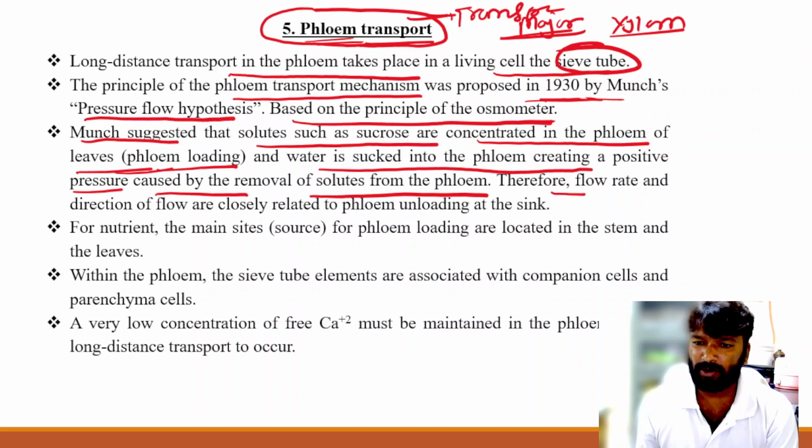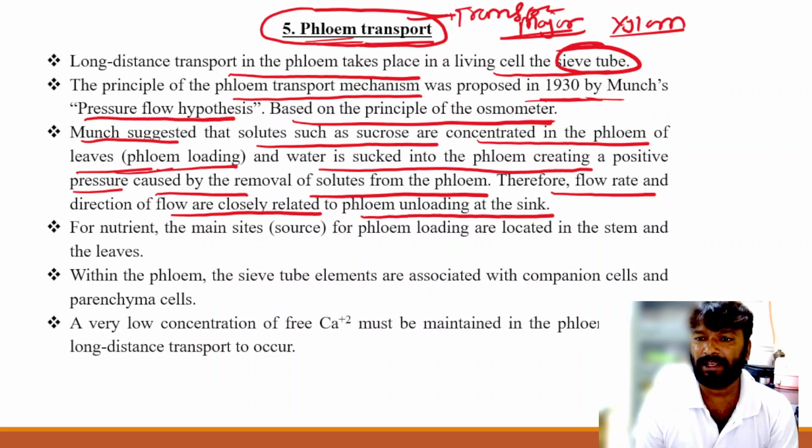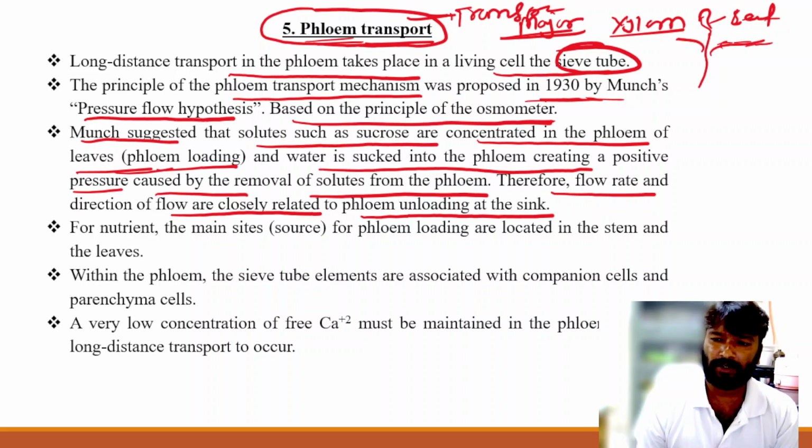Okay, therefore flow rate and direction of flow rate are closely related to the phloem unloading at the sinks. Okay, so this is your source tissue, your leaf. That is known as source tissue. Okay, and the sink is where the formation happens, and water and sucrose, so this is high pressure and it moves to the grain and other portions.